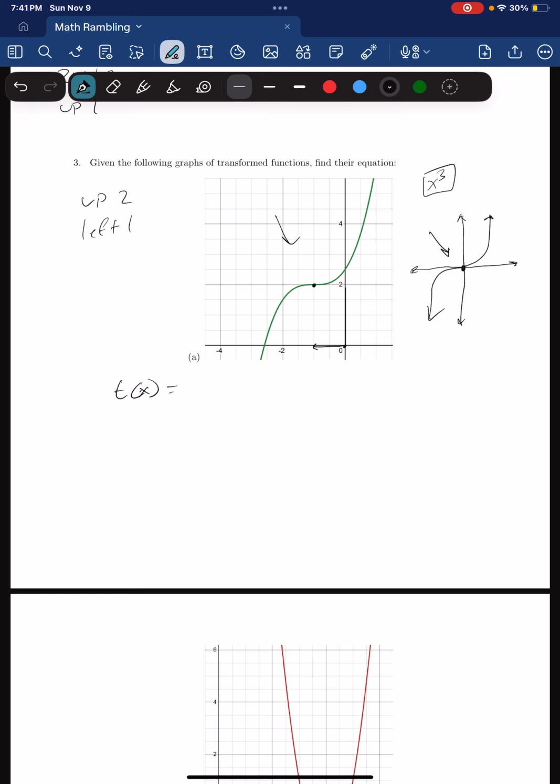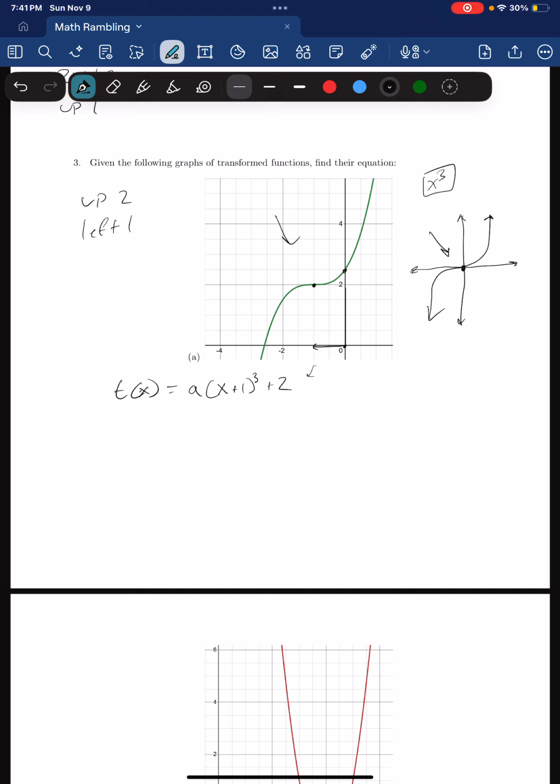So let's say we have a times x, since we moved left 1, that'd be a +1, cubed, and then up 2 would be +2. And now let's plug in one of the points here. Let's plug in a point that's on our graph and solve for that a. Let's see, where's a good point? I hope we don't have to solve for this one. Well, that's easy. Okay. I guess we can solve for that.